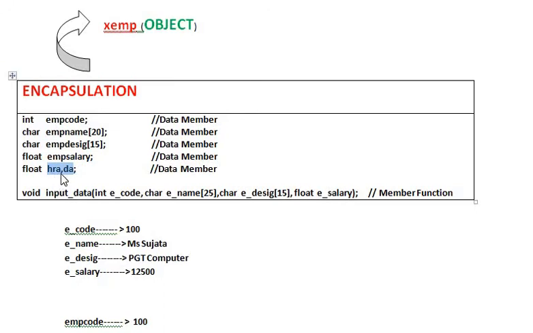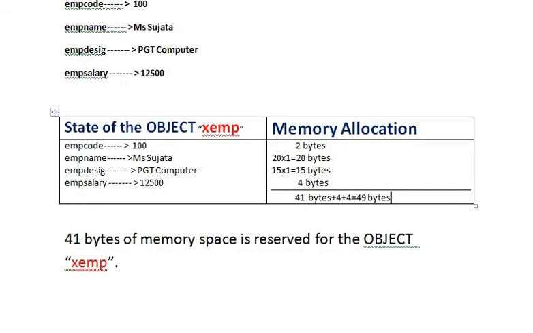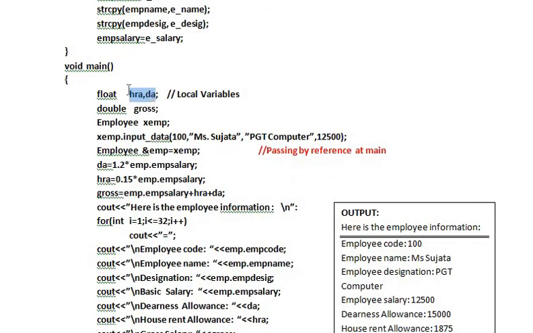So now we have to ignore these two variables, due to which I am going to deallocate 4 bytes for HRA and another 4 bytes for DA. So now it's going to remain as 41 bytes only. Okay, so the memory to be allocated for this object XEMP shall be 41 bytes if we consider these two as local variables in these two statements. Clearly these are local variables because they haven't been preceded with the scope resolution operator. Okay, so that was all for your understanding.